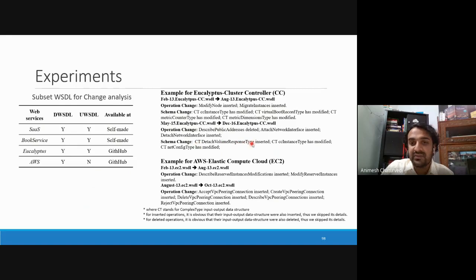And this type of changes was done at the data structure, means input output schema level, means the CT detach volume response complex type, that response type was inserted, and the complex type CC instance type was modified. Similarly, for Amazon Web Service Elastic Compute Cloud, these are the operations which were inserted: described reserved instance modified, from February 2013 to August 2013. Then the operation inserted is accept VPC peering connection. So similarly, you can study about them in more detail if you wish.